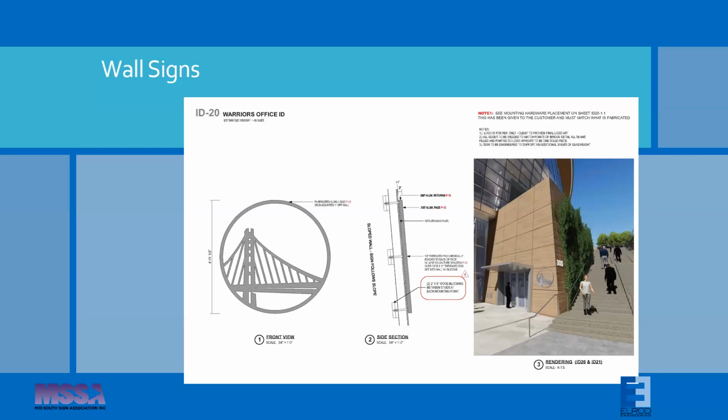But the other thing about this that made it a challenge, and this was communicated to us from our client, was that the main issue here was that the sign had to be designed to withstand over-exuberant fans from trying to take it with them after the Golden State Warriors won a game.